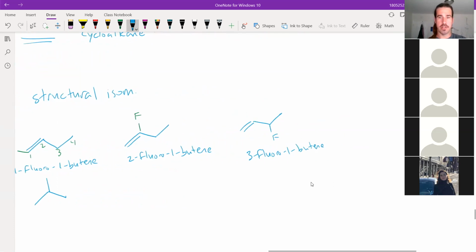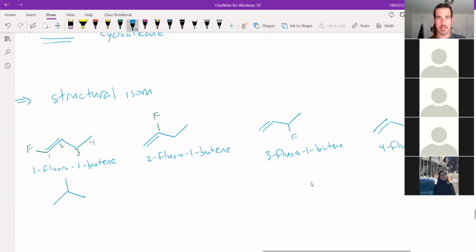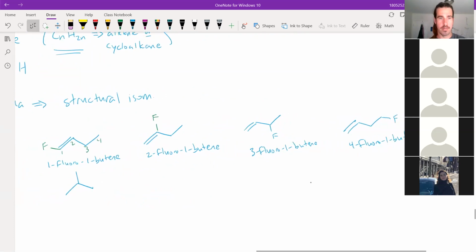And I also have a possibility of putting the fluorine at the end, which would be 4-fluoro-1-butene. Right? I have a question. Yeah. Are isopropyl and propyl considered structural isomers of each other? Yes. Structural isomers is where you're moving the carbon connections around. So you're changing the numbers of where the fluorine is or where a methyl is. That's what we want to think about. You're changing the structure of where a branch comes from, like which carbon it's coming from.